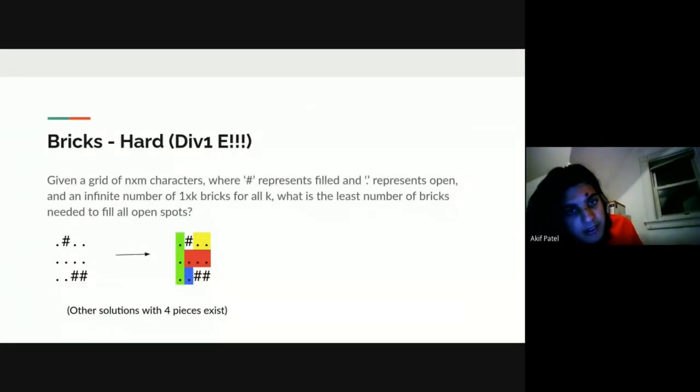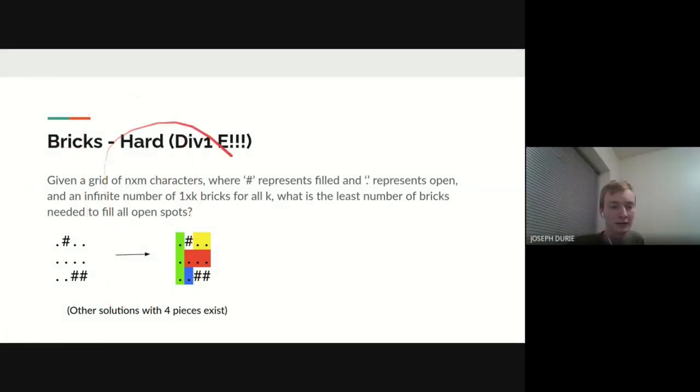Next one is called bricks. This one's pretty hard. Just for context, this is a Div 1 E, like the hardest problem in a Codeforces Div 1 round. So this isn't something any of us would realistically be able to solve in a contest, but it's a really cool trick.